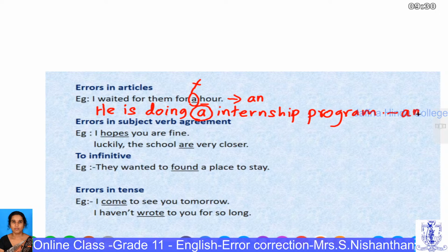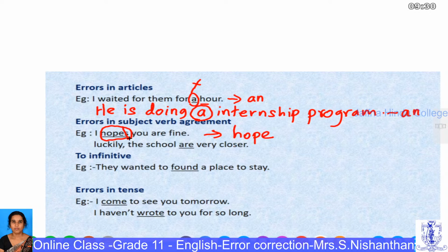For every sentence there should be subject-verb agreement according to the tense we use. Look at the first one: "I hopes you are fine." Here the first one, hopes, is the error. What should be the verb? The subject is I, so the helping verb we should use is do. So do plus hope, again hope. We can't use hopes. So, I hope.